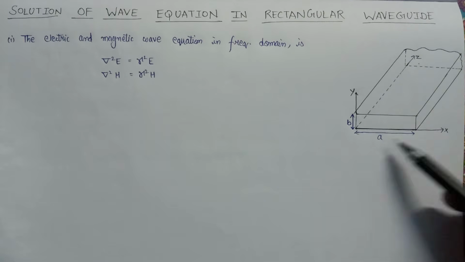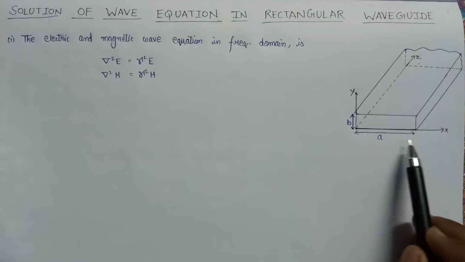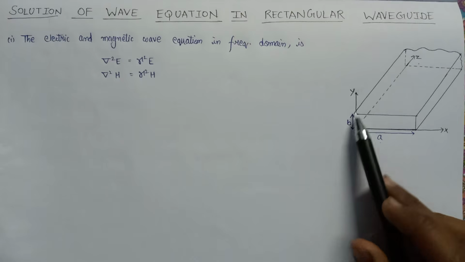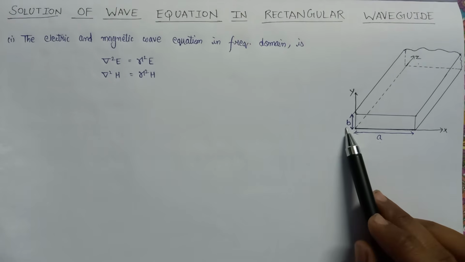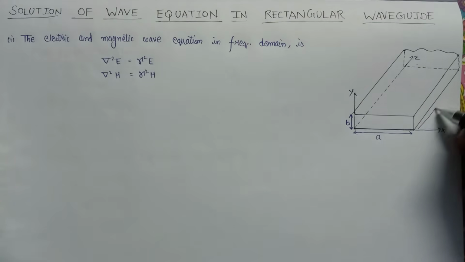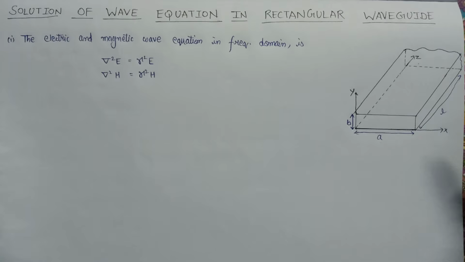Now, this rectangular waveguide also has some cross-sectional area. So the breadth of this rectangular waveguide is represented by A and the width is represented by B. And let us assume that the length of the rectangular waveguide is L. So here is the length of the rectangular waveguide.